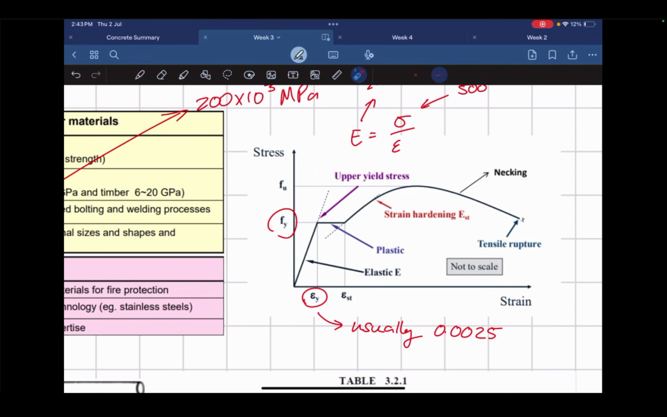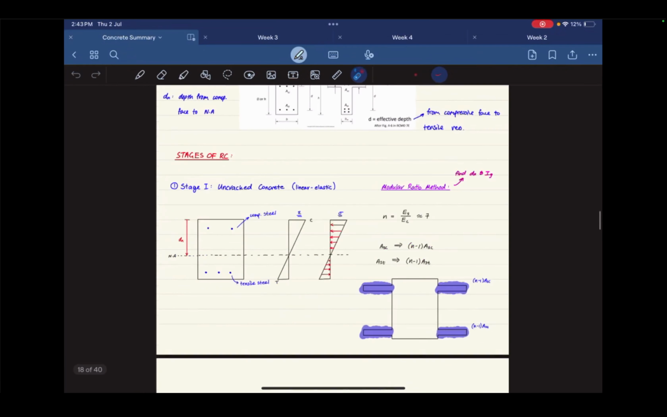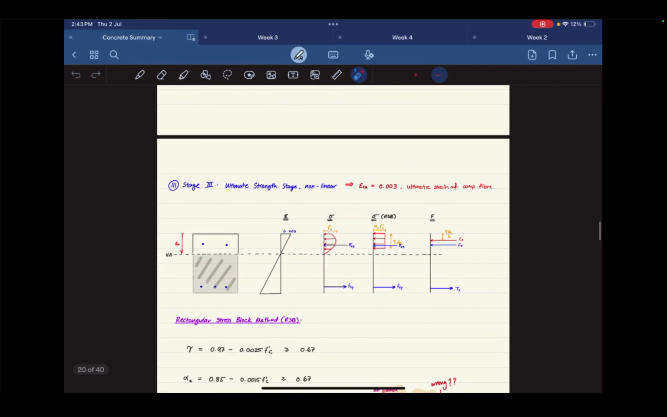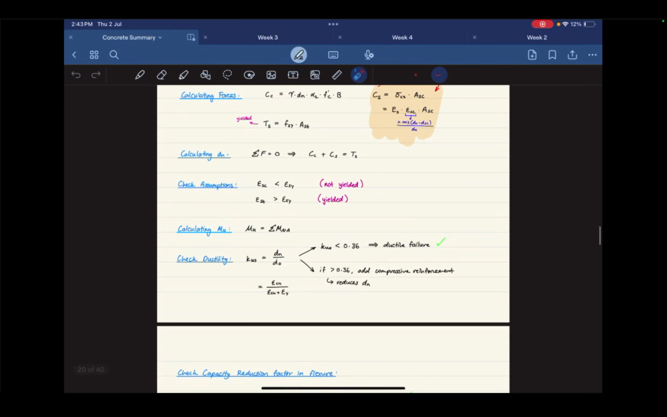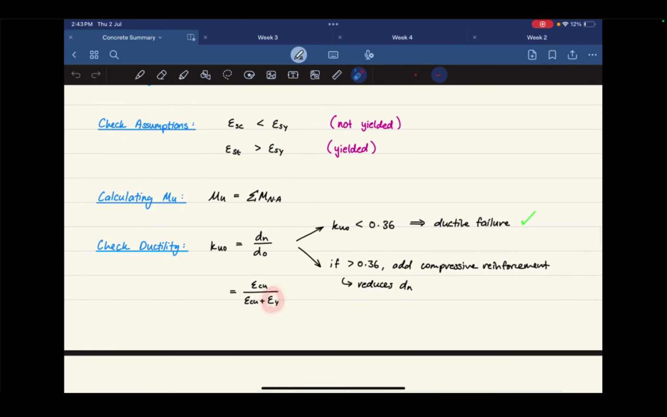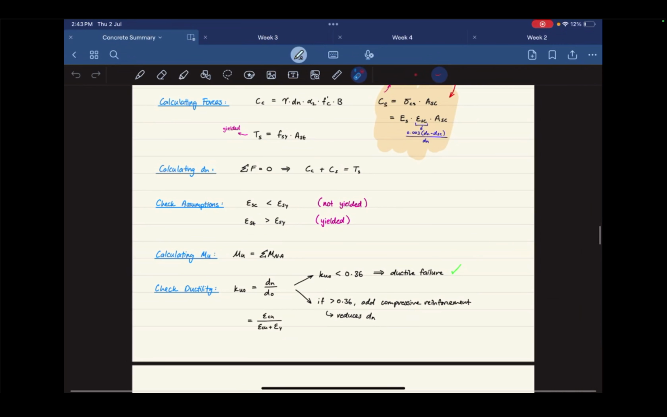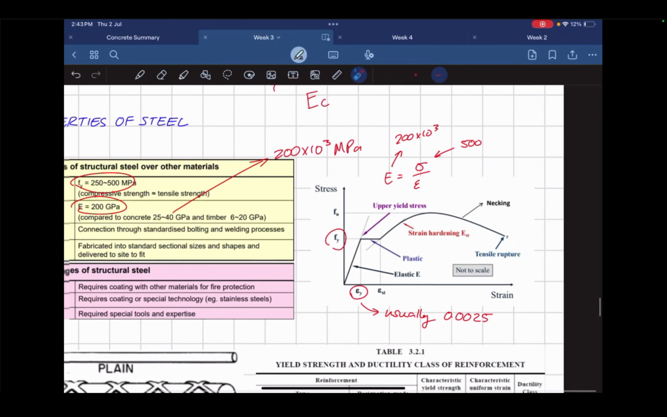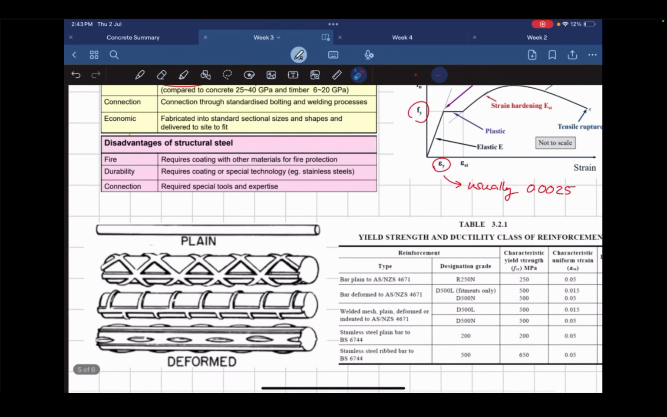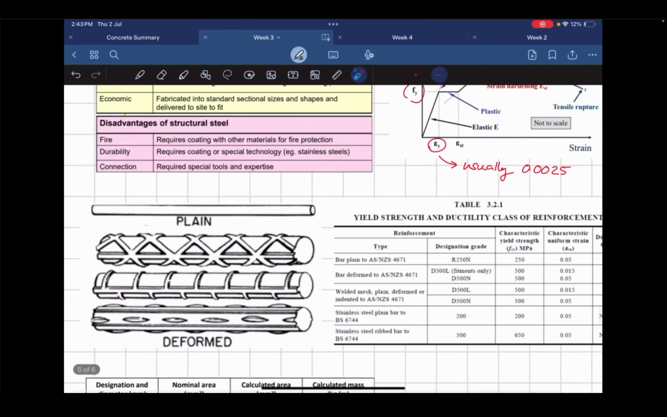So I'm going to cover a bit of design. And you can see in design, we use this value over here to check ductility, and to figure out our forces as well. There's a bit to it. This I'm going to quickly cover.